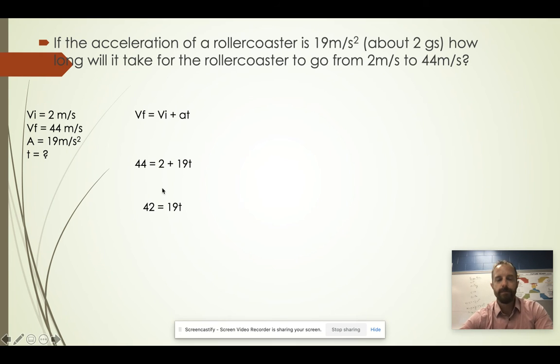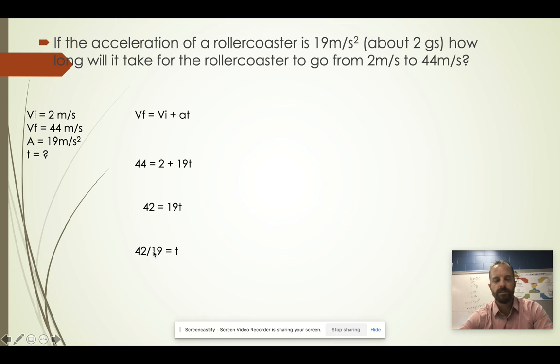All right, so then we combine terms. So I'm going to subtract 2 from both sides, right? We've had a few people who've wanted to combine over here first, but that's a 19t and that's a 2. So I can't combine those, right? That's just like in algebra. You can't combine 2x and 2 to be 4x. If it's 2x plus 2, it's not 4x. It's 2x plus 2. You got to get rid of that 2 first. So I'm going to subtract 2 from both sides. That's 42 equals 19t. So then to get t by itself, I just divide both sides by 19.